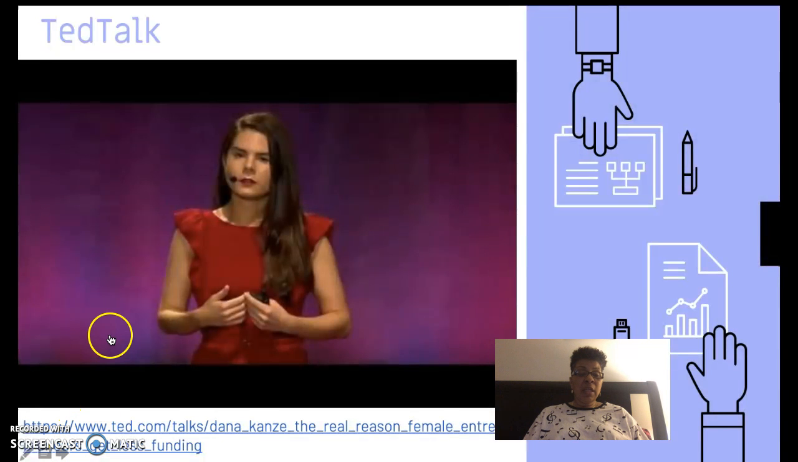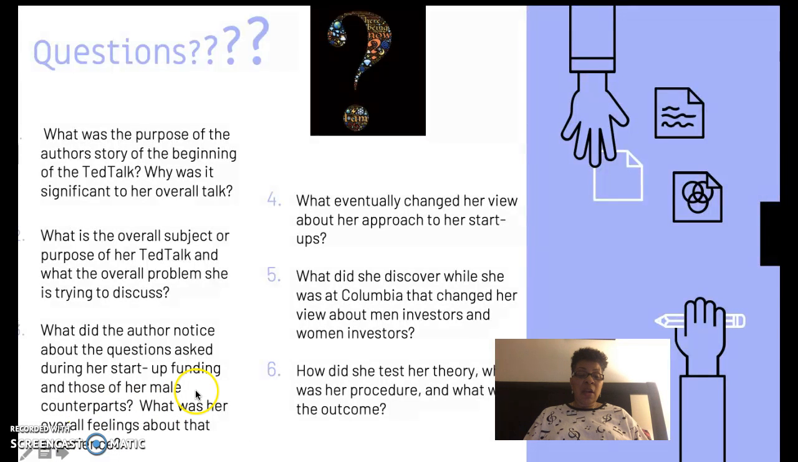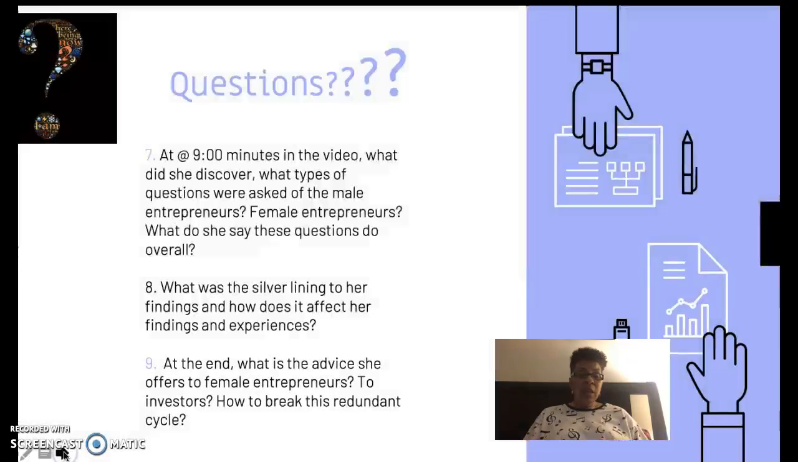As you can see, this is a picture of Dana Kanze in the middle of the TED Talk. At the bottom is a link to the TED Talk, so the students will not have to look for the link themselves. There are 9 questions on the TED Talk. There are 6 on this slide, and the other 3 are on this slide.